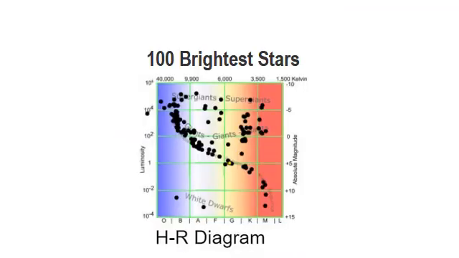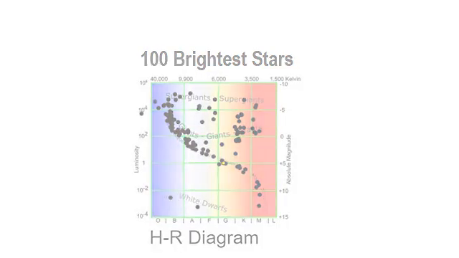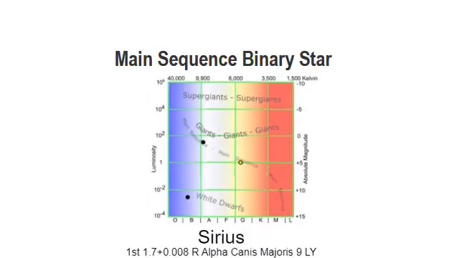This is how the 100 brightest stars are positioned on the Hertzsprung-Russell diagram. For example, this is the plot for Sirius, the brightest star in our sky. It is actually a binary star, a white dwarf revolving around a main sequence star.